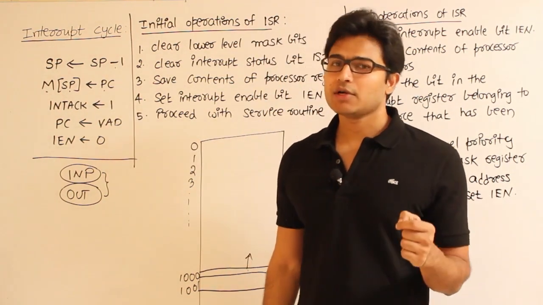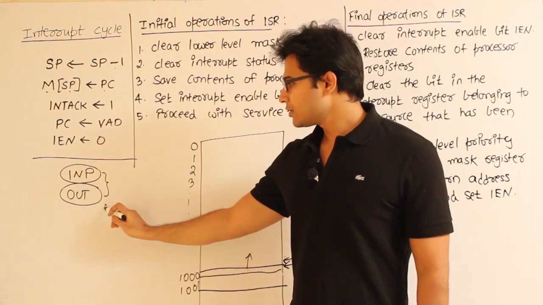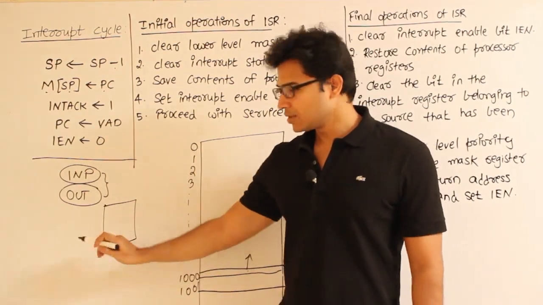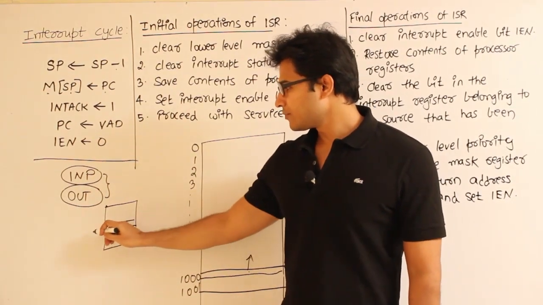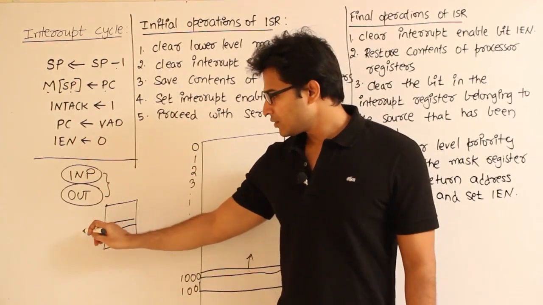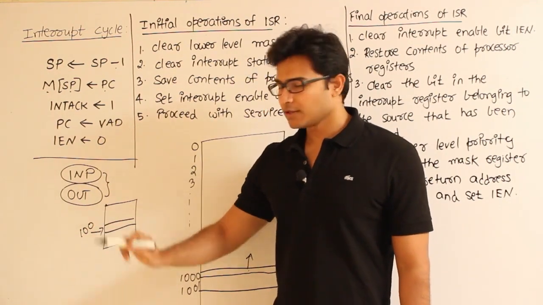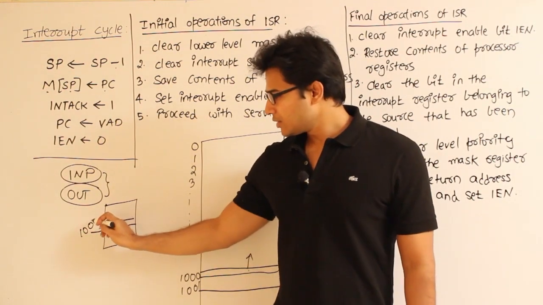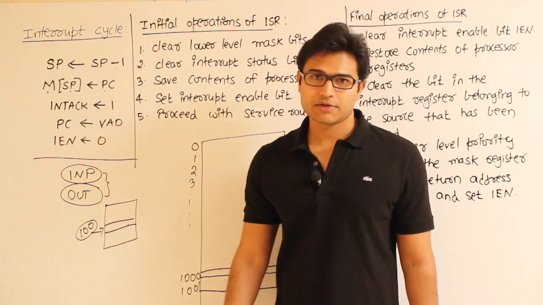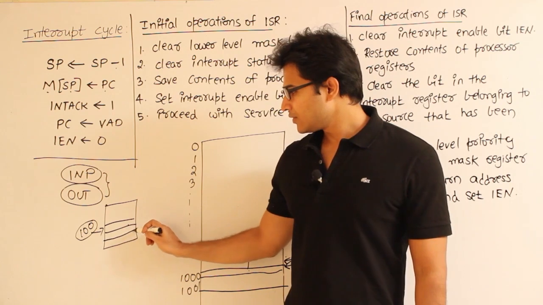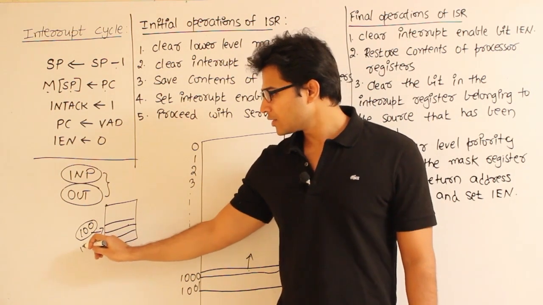What will the program counter contain? Somewhere you are in the program, let's say you are executing the program, and let us assume the instruction that you are executing is at address number 100. When you have just finished the execution of this instruction, obviously the program counter will contain the address 101, isn't it?